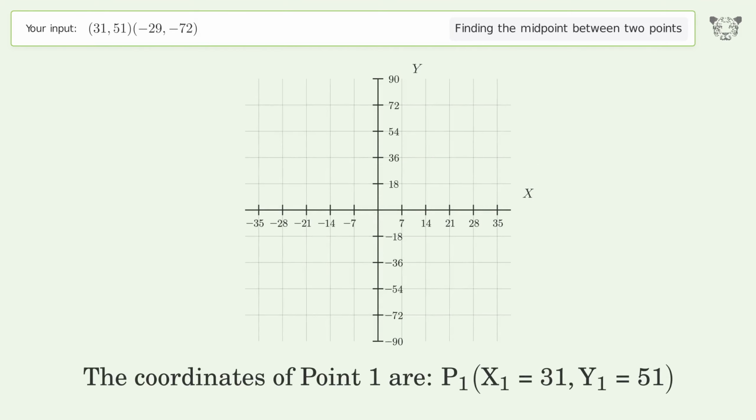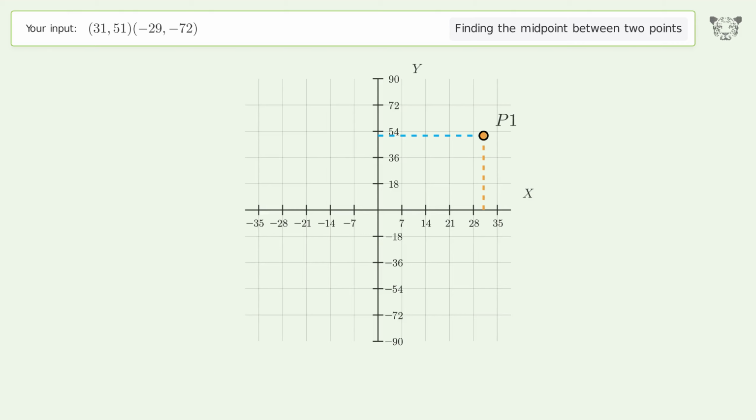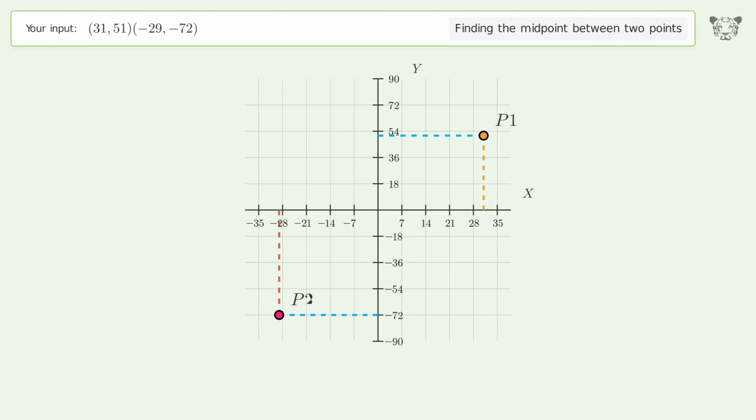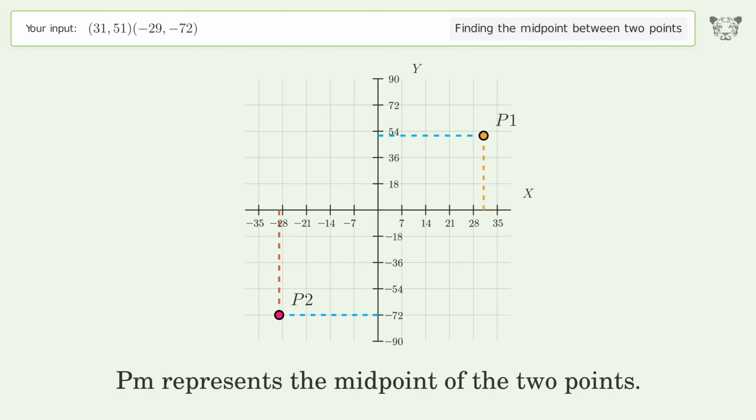The coordinates of point 1 are, x1 equals 31, y1 equals 51. The coordinates of point 2 are, x2 equals -29, y2 equals -72. PM represents the midpoint of the 2 points.